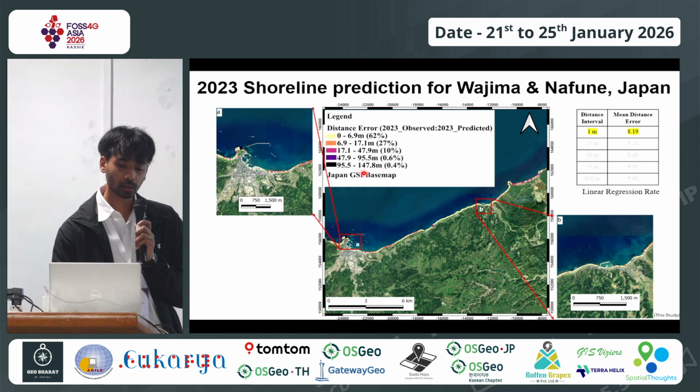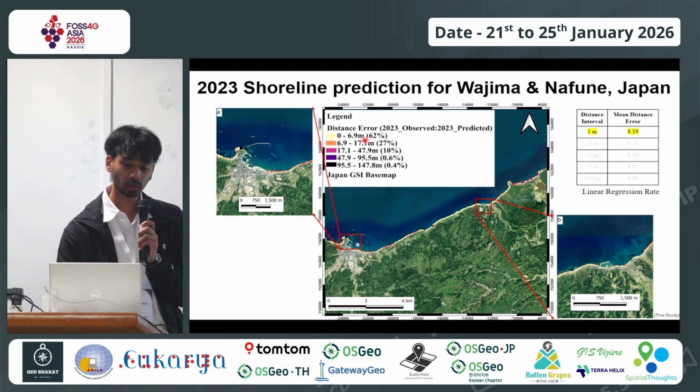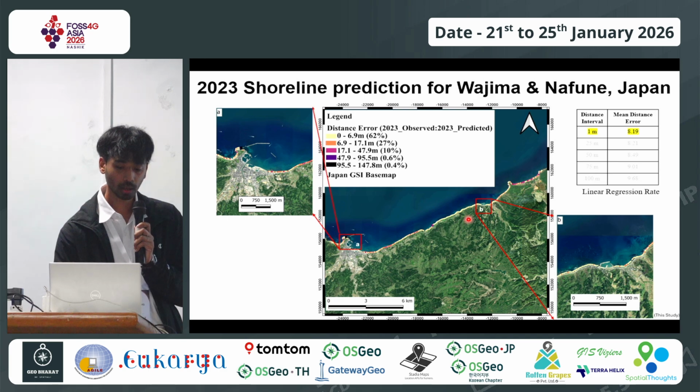Now from these 5 classes, 0 to 6.9 meters covers 62% of the area. So this shows that the prediction performed is almost good.